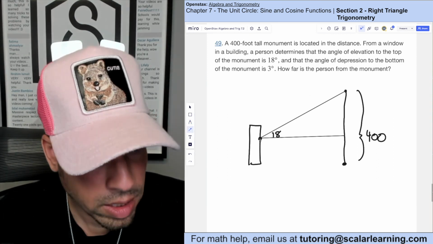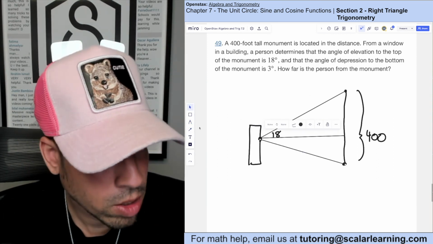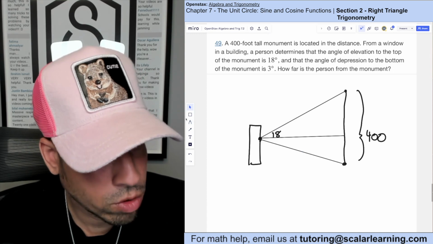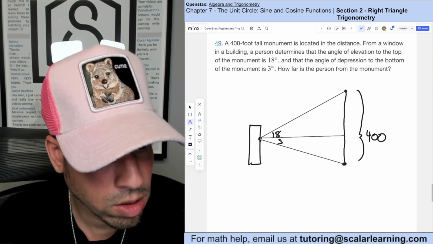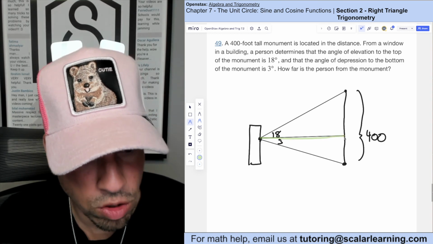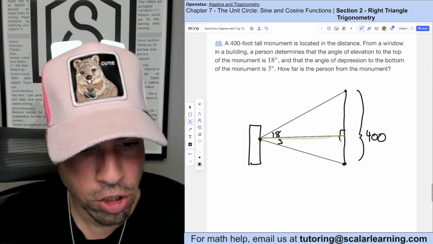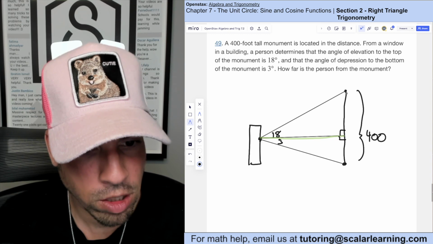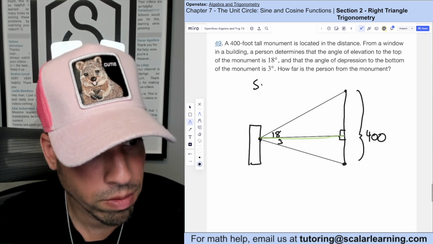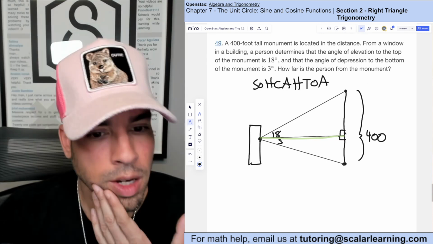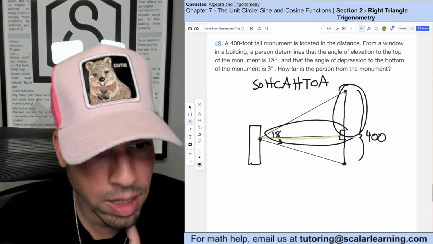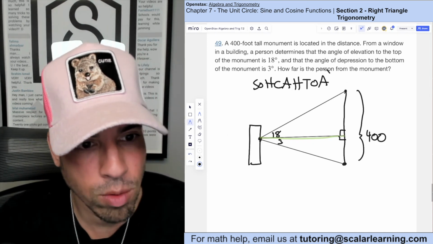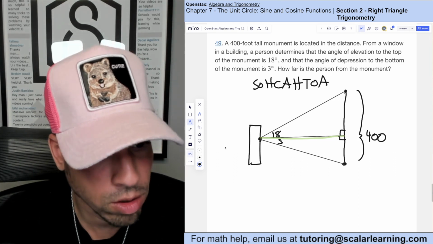And then it says looking down to the bottom of this monument is an angle of 3 degrees. And now it says how far is the person from the monument. That's solving for this distance right here. So just so you can see, these are right angles, which makes both of these right triangles, and that's perfect for our trigonometric functions. And once again, I'm trying to use the knowledge that this is opposite and this is adjacent to know that, hey, we need to use tangent, opposite and adjacent, okay?